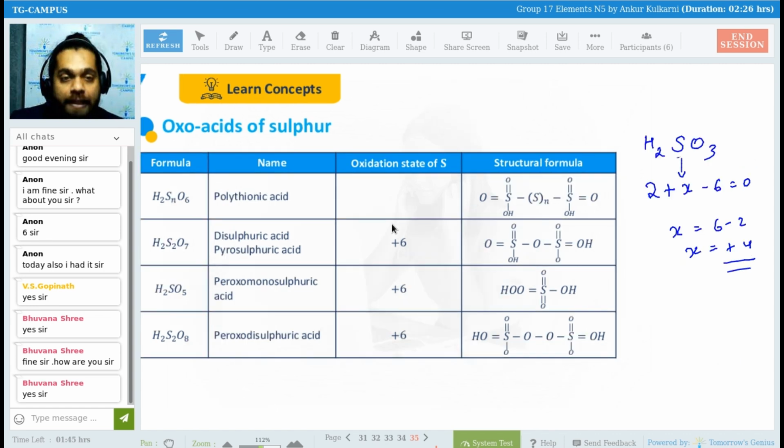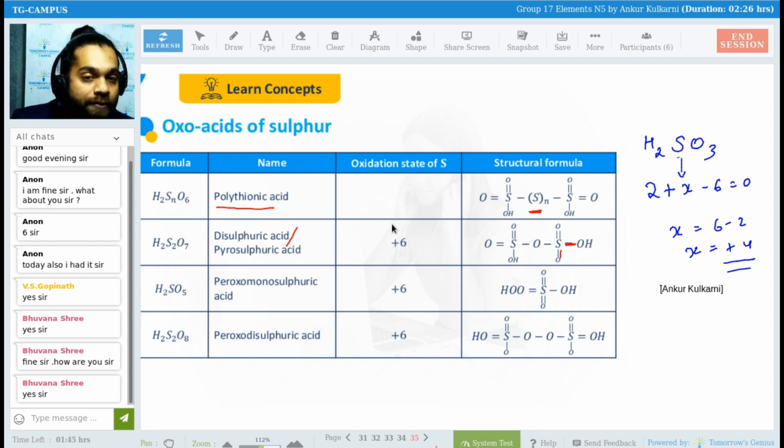The next we have is the polythionic acid. Again, the sulfur role is there. Polythionic acid. So polythia. Thia again means what, Prashanti? Thia means sulfur. So I have polythia, so polythionic acid. Then we have disulfuric acid, or we also call it pyrosulfuric acid. This should be double bond O. This is the single bond OH.